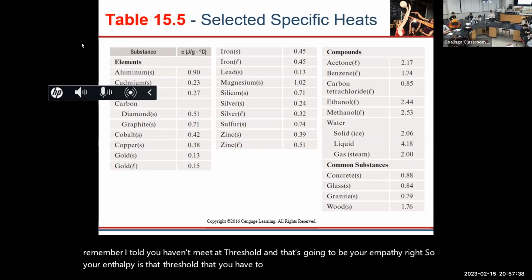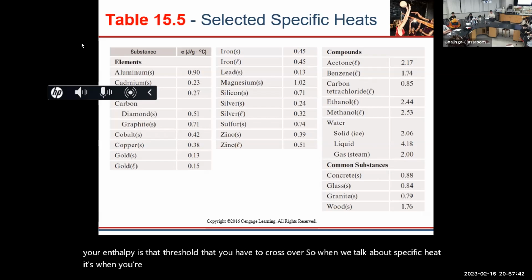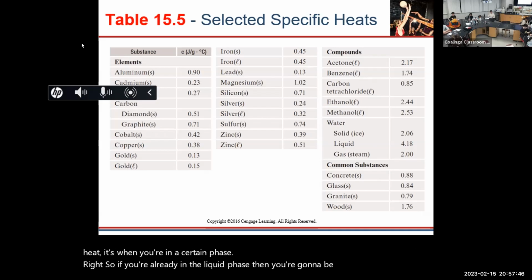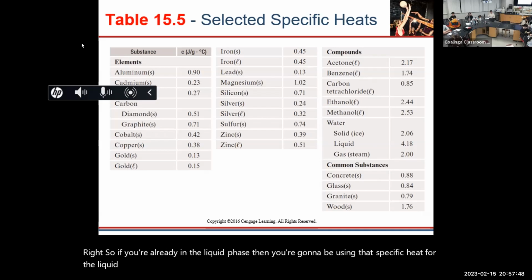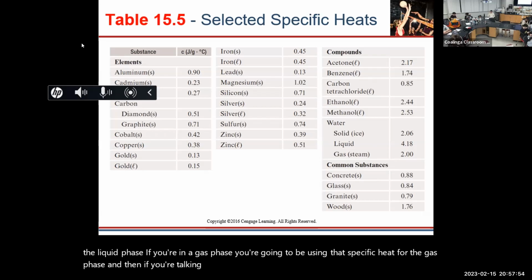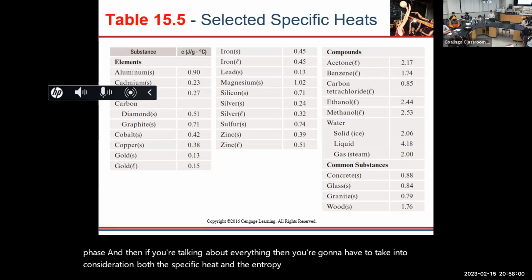So when we talk about specific heat, it's when you're in a certain phase, right? So if you're already in the liquid phase, then you're going to be using that specific heat for the liquid phase. If you're in the gas phase, you're going to be using that specific heat for the gas phase. And then if you're talking about everything, then you're going to have to take into consideration both the specific heat and the enthalpy. Okay. So let me give you an example of that.